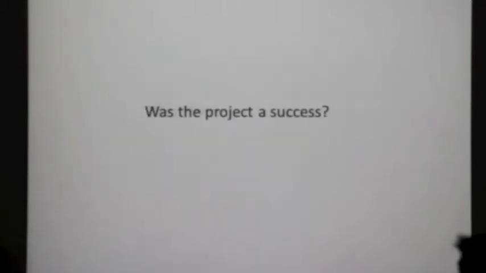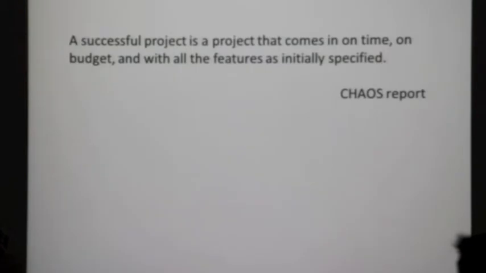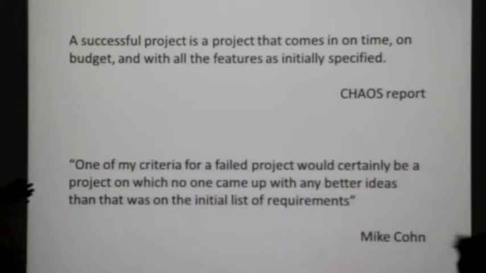Okay. So was it waterfall, was it agile? Probably we should ask because success is probably more important. This is from the Chaos report, where they say a successful project is a project that comes in on time, on budget, and with all the features as initially specified. Mike Cohn says one of my criteria for a failed project would certainly be a project on which no one came up with any better ideas than was on the original list of requirements. So he doesn't agree with us at all.